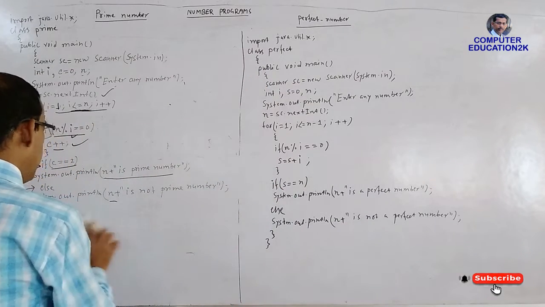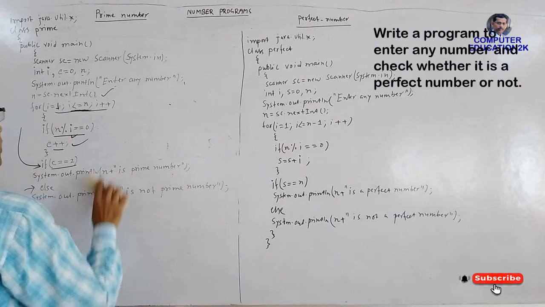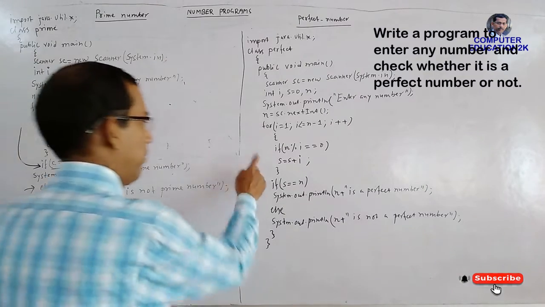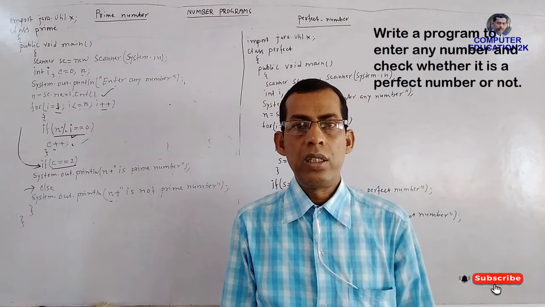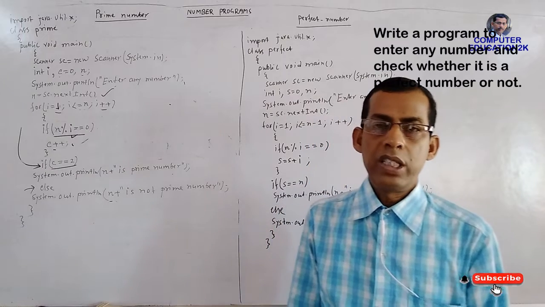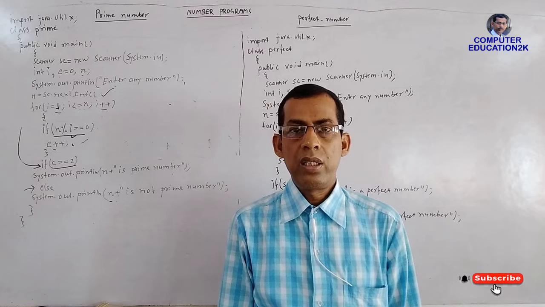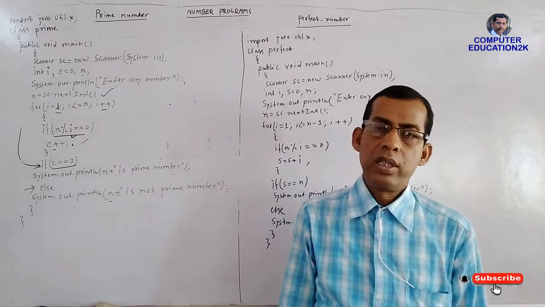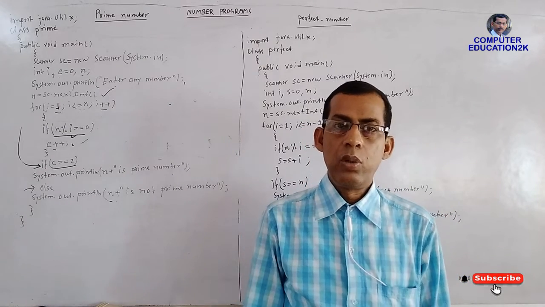Now let us see one more program, perfect numbers. Write a program to enter any number and check whether it is a perfect number or not. What is a perfect number? A perfect number is a number whose sum of the factors, excluding that number, is equal to that number.